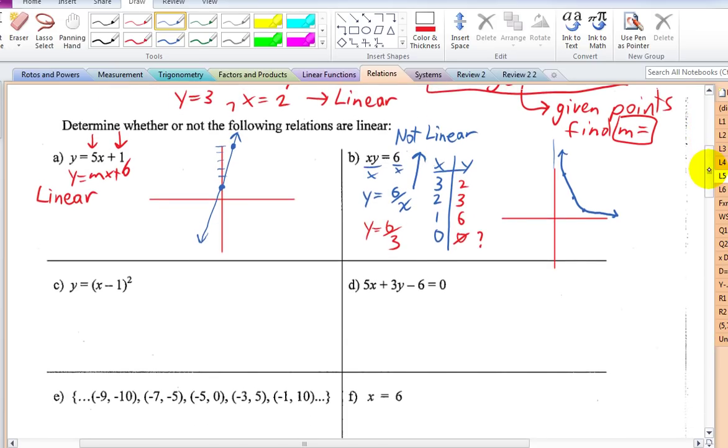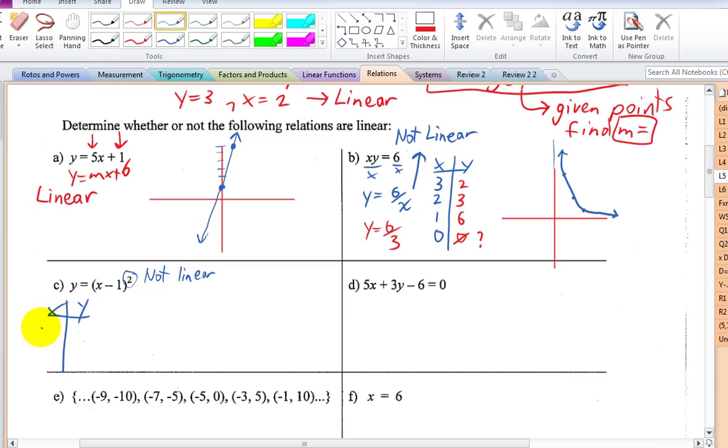Try the next one. First of all, look at it. Do you think it's linear? Why? Why is it not linear? Mx plus b? No, there's no exponent 2, folks. So right away you know it's not linear. In fact, these ones make your U shape. Okay? It's a parabola.